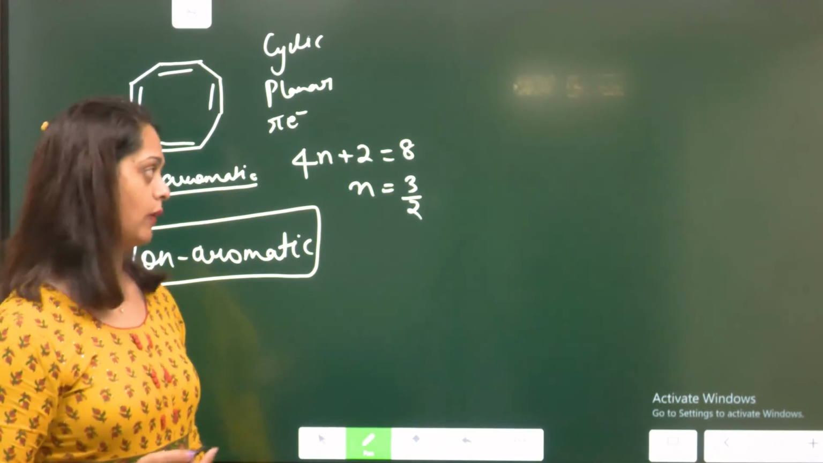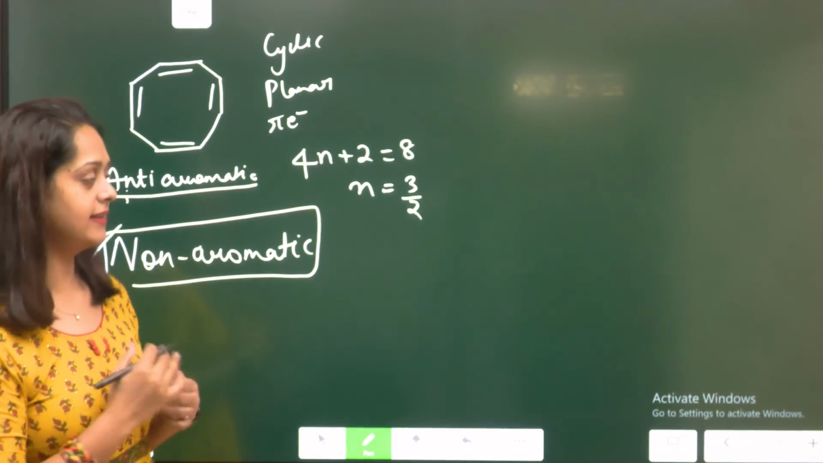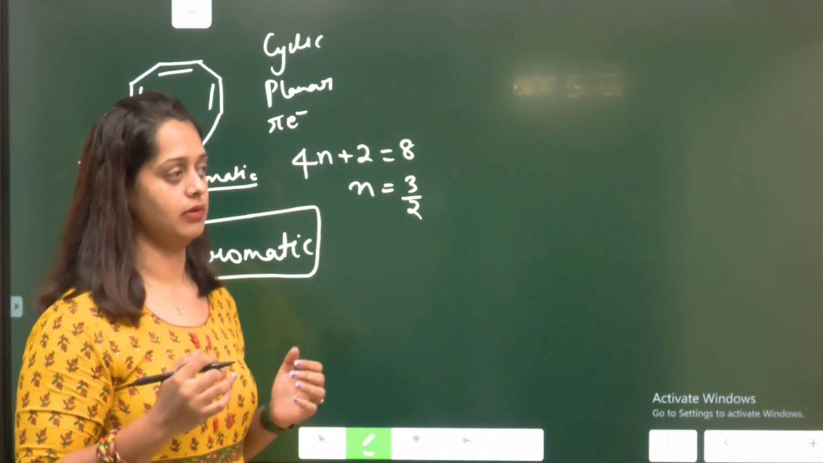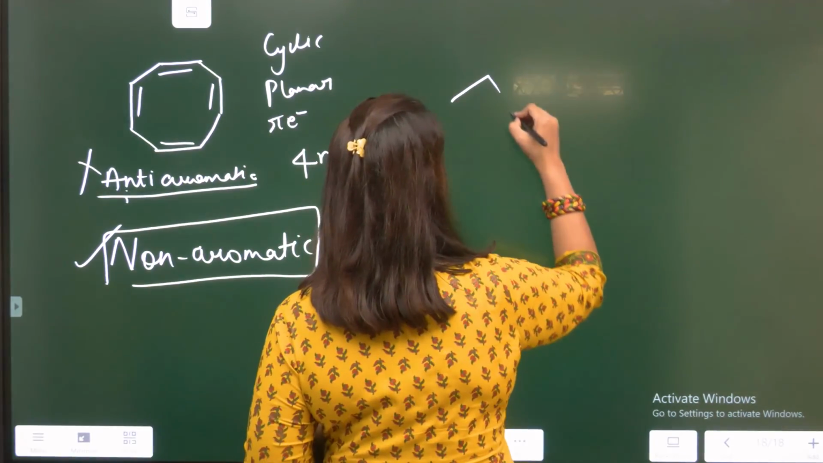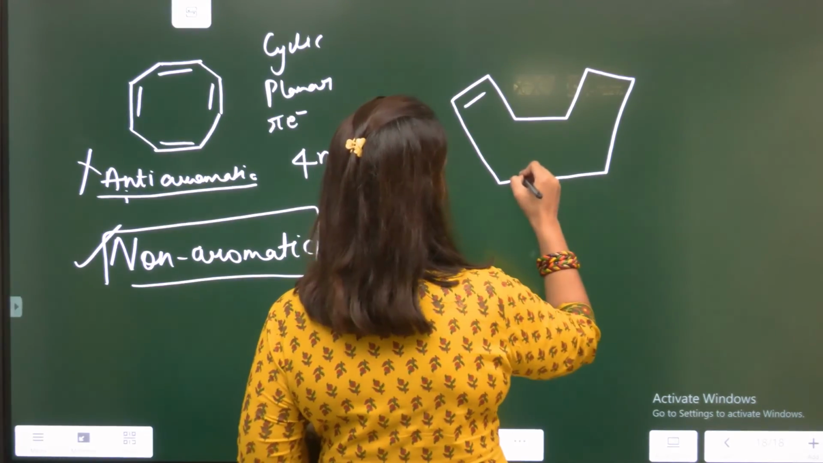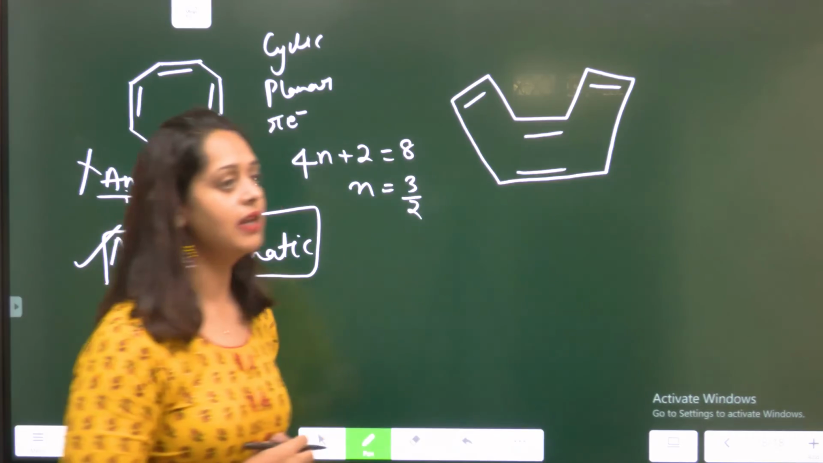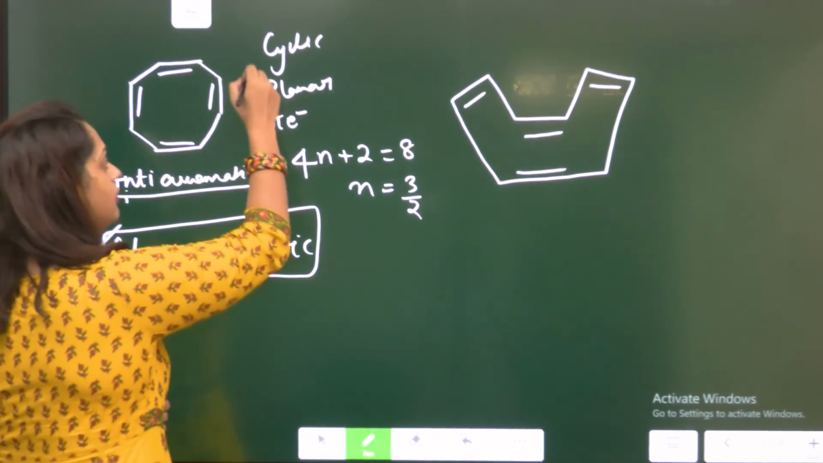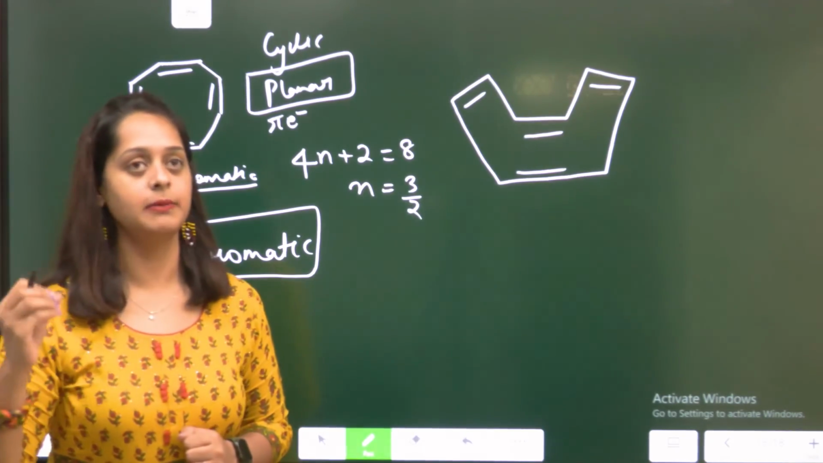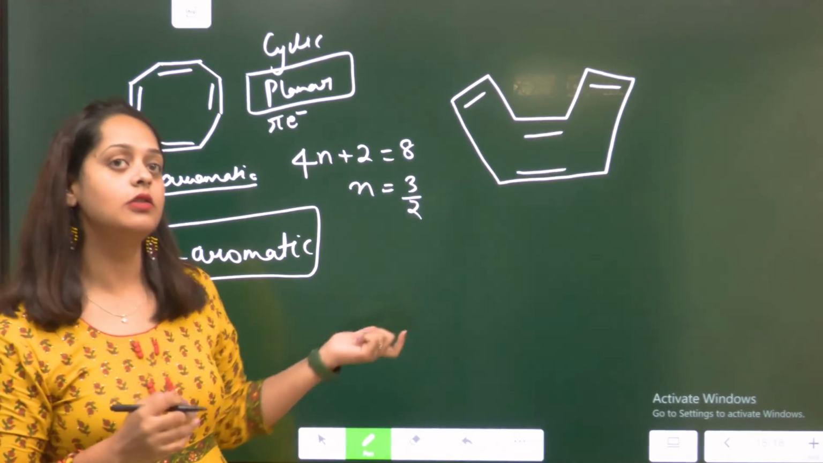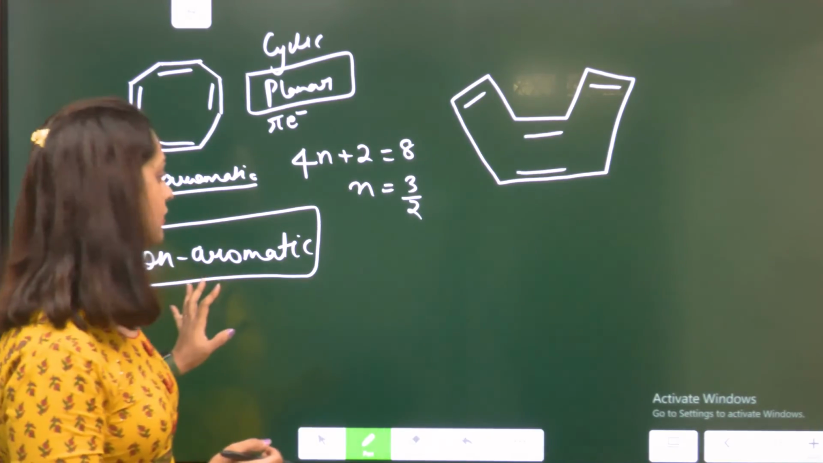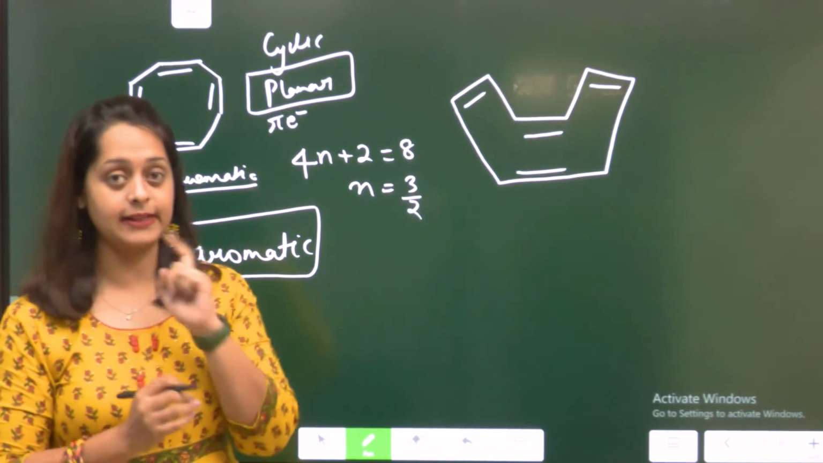Now let's try to understand why. This is an exception case. Why is it an exception case? In nature, this compound exists as a tub. It has a structure like this. Tub-like structure, which makes it deviate from its planarity. So when the compound is not planar, whether it follows Huckel's rule or not, it has to be non-aromatic. So this is an exception case.